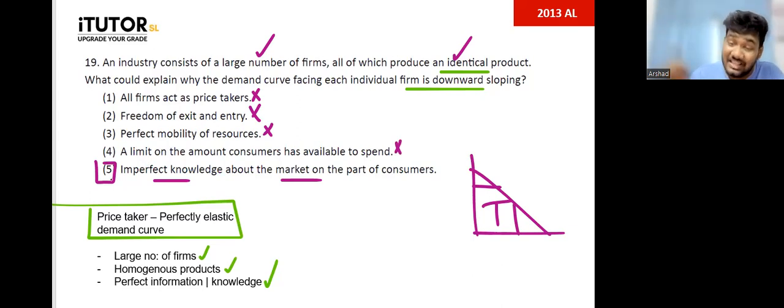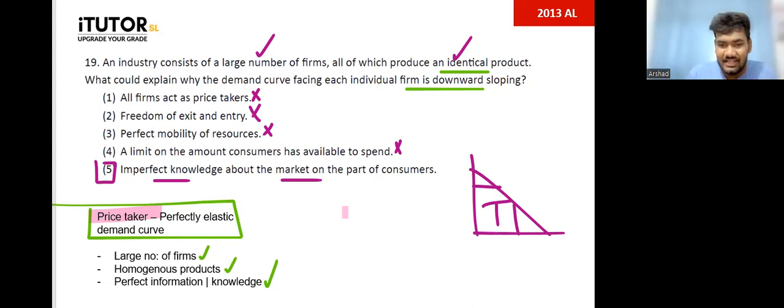But given that there is imperfect knowledge, now that price taker condition is violated. Is that clear? It's an interesting MCQ. Does that make sense? Are you able to logically connect that? There are three conditions for the firm to be a price taker. If they're a price taker, they have a perfectly elastic demand curve. But in our example, one condition is missing. So even if one condition is missing, can they set their price?